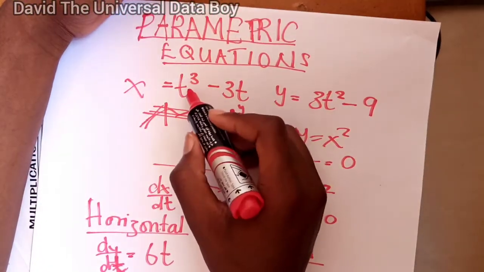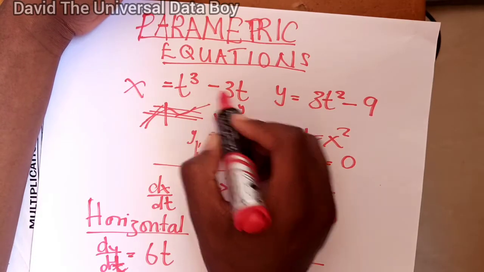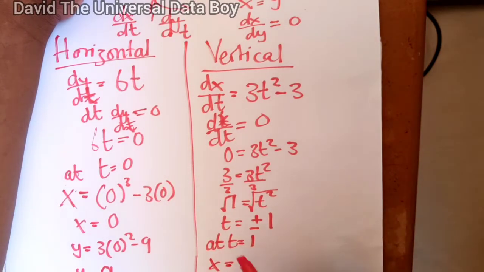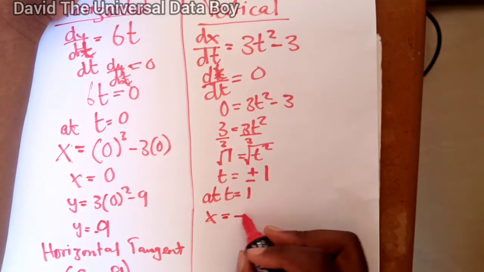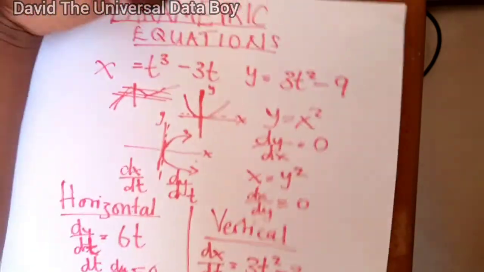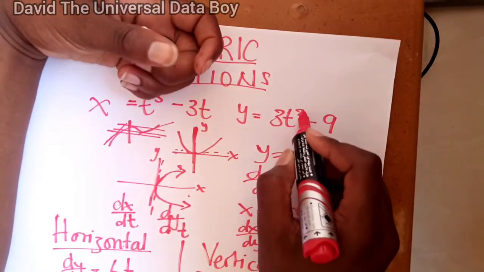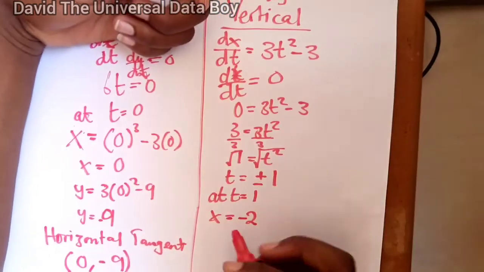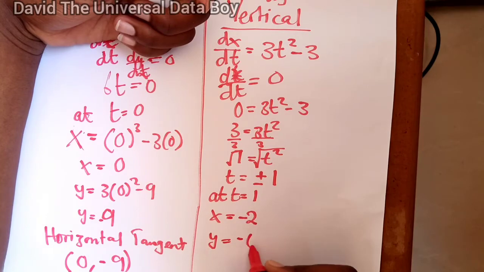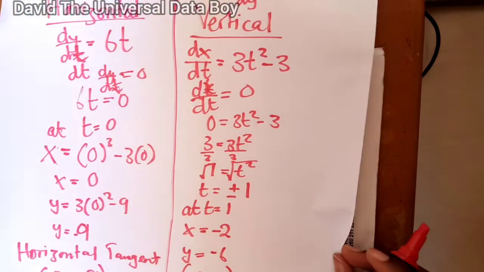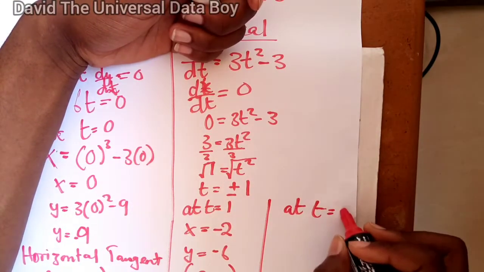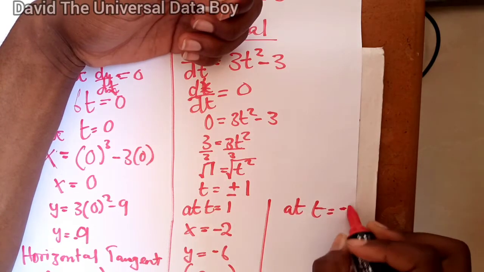this one. When t is equal to 1, t cubed is 1, minus 3, so x will be equal to negative 2. Then for y, when t is 1, t squared is 1, and then 3 minus 9, so y is equal to negative 6. So our first coordinate is negative 2, negative 6. Then now we're going to go to t equal to negative 1.